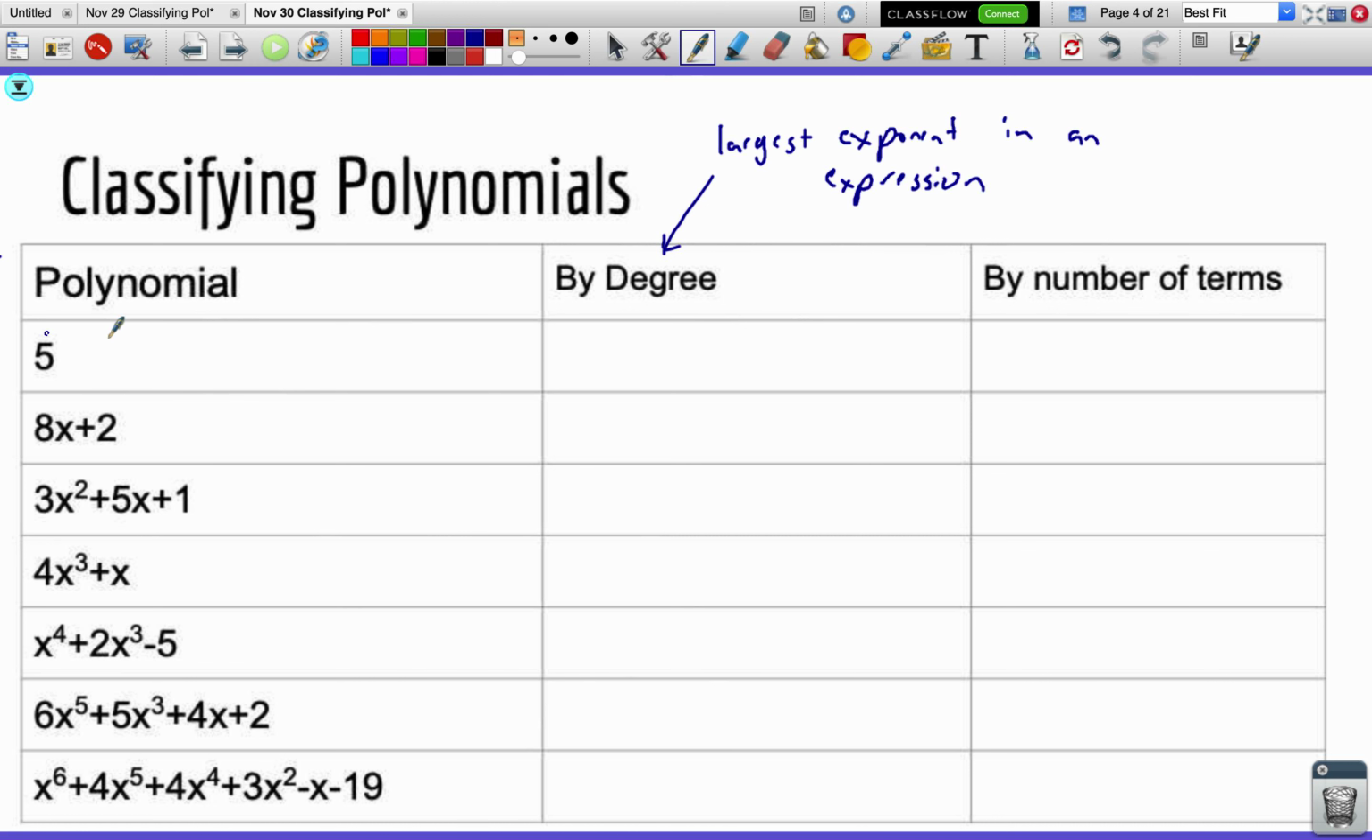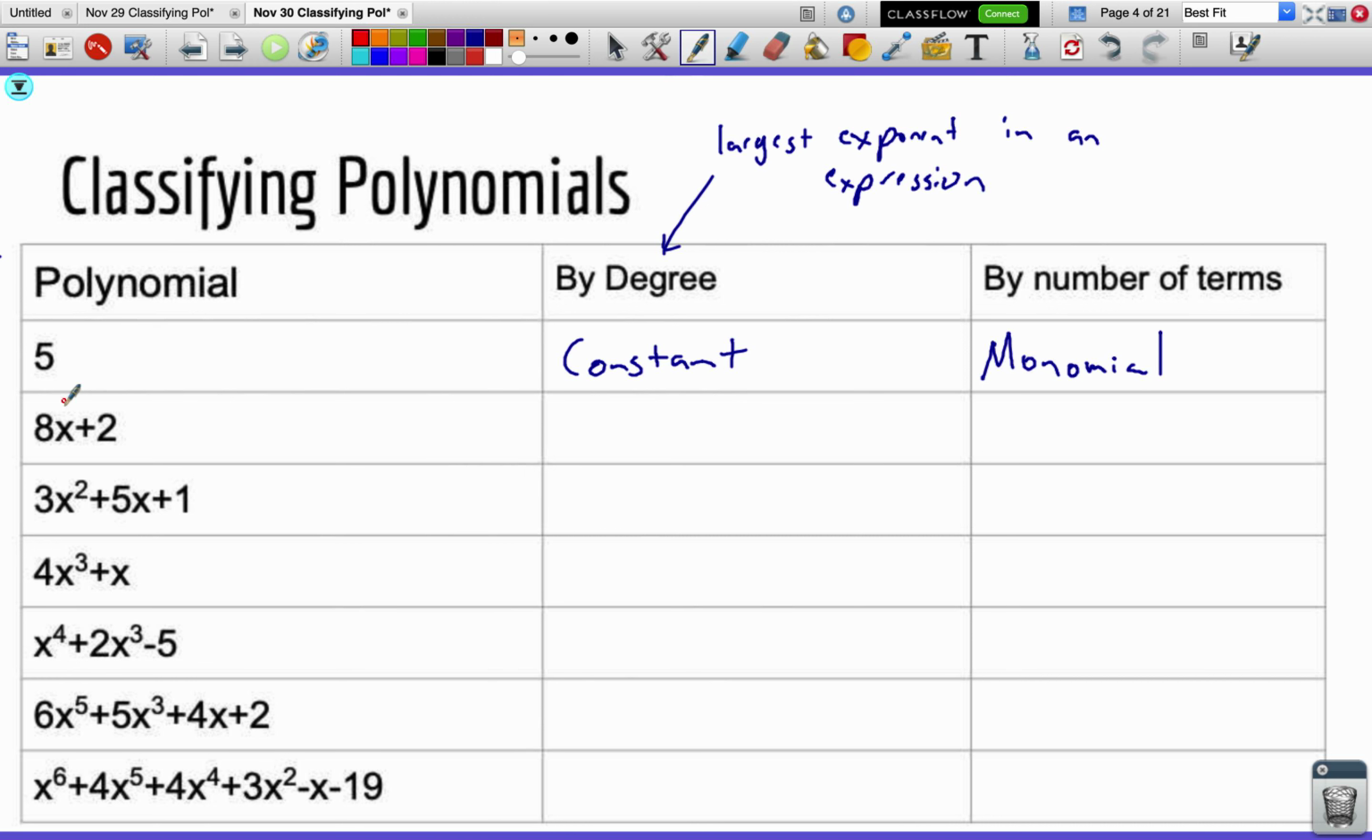All right, if we don't see any variable, then the largest exponent would be a 0, meaning that this one here is a constant. Without a variable, this expression can never change value. It's just a 5 forever. So we call it a constant. Now, how many terms are there? There's just the one term, so it gets the name monomial.